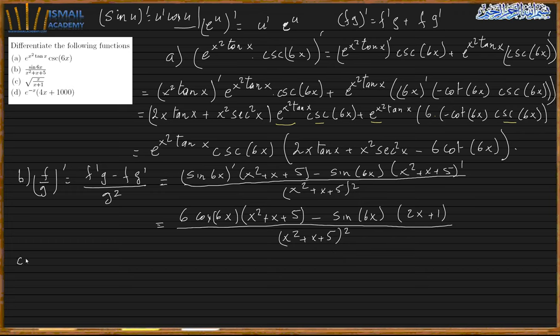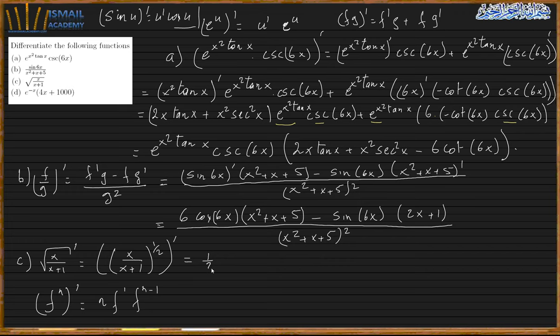For number C, I will deal with it as an exponent. So the square root of x over x plus 1 prime, I will change it to x over x plus 1 to the half prime, because I know that if I have an exponent it's easier. So for the exponent, if I have f to the n prime, it is n f prime times f to the n minus 1. You see it's simpler than dealing with the radical.